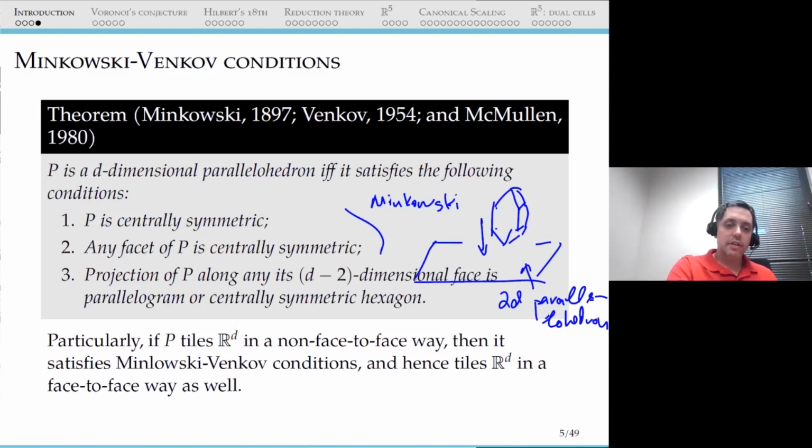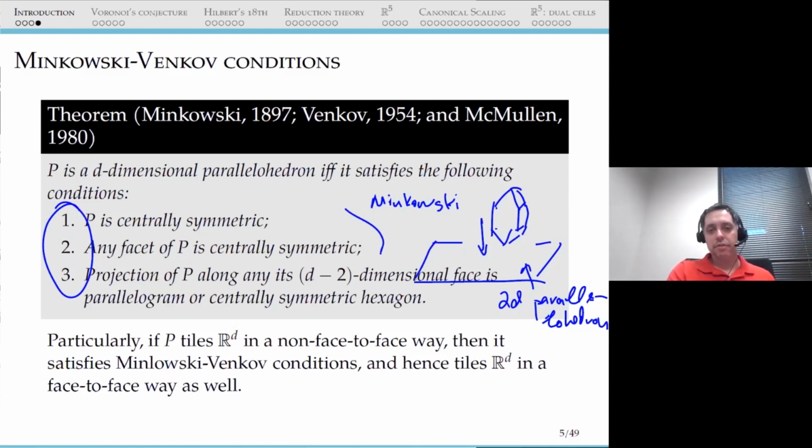And Venkov not only proved that each parallelohedron satisfies the additional third property, but he also proved that if there is a convex polytope that satisfies these three properties, then there is a face-to-face tiling with translations of that polytope as well. So these properties are not only necessary, but also sufficient. This was independently proved some 20 years later by Peter McMullen.